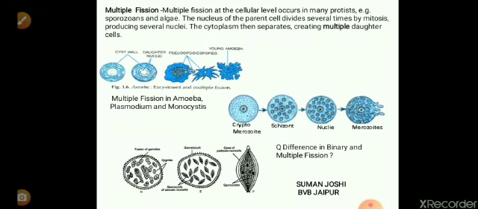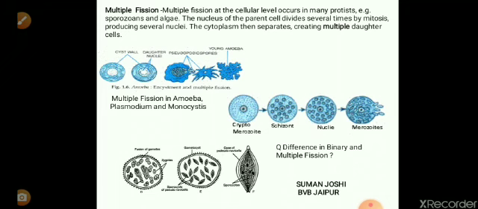Now the different type of fission here is multiple fission. In binary fission, we have seen that each karyokinesis is followed by cytokinesis, so the parent cell divides and gives rise to two daughter cells. But in multiple fission, it is important to understand here that karyokinesis is occurring, that is, the nucleus is dividing so many times, but the cytoplasm is not dividing. That is, karyokinesis is not followed by cytokinesis.